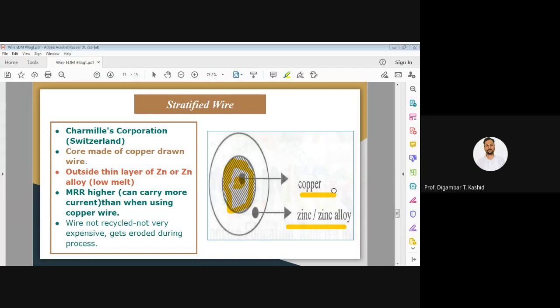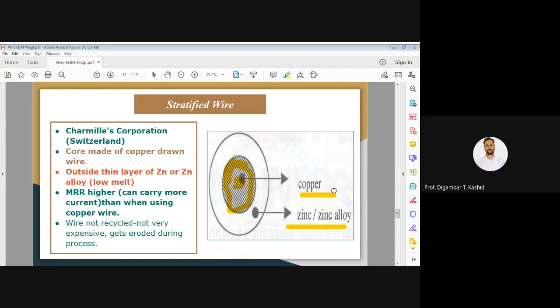So if we give more current to the wire, obviously higher energy per spark will be generated, and the material removal rate will be high. But in that case, the wire breakage issue will be there. So to avoid that wire breakage, this kind of stratified wire is used, where one wire is the core.